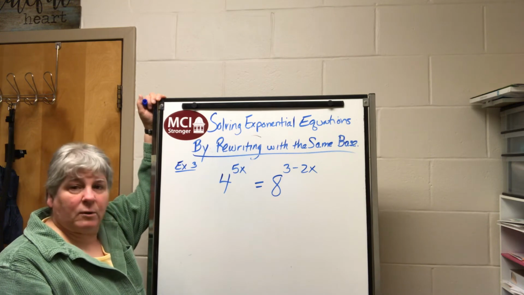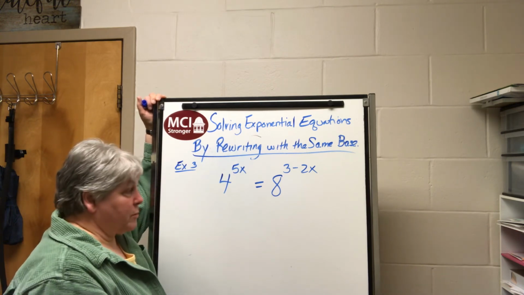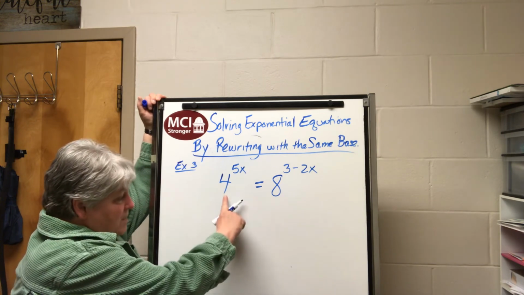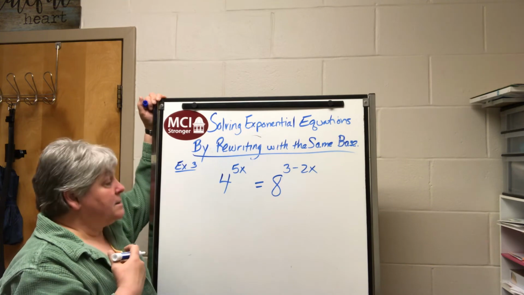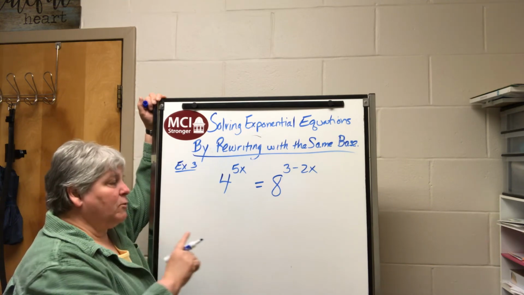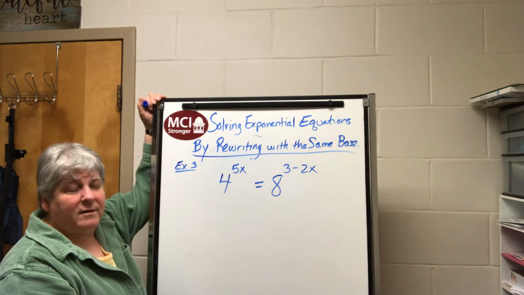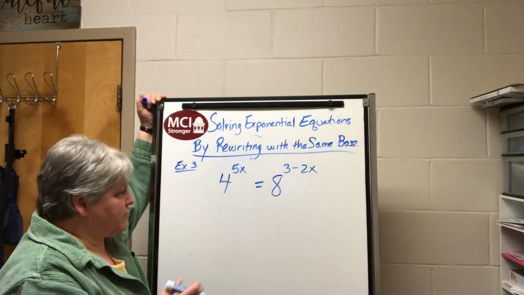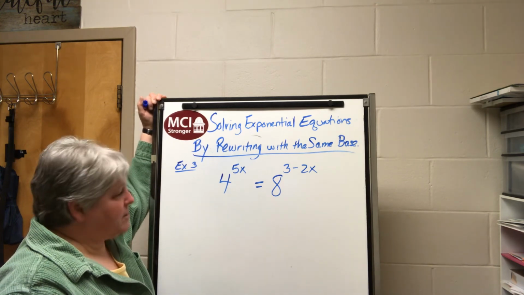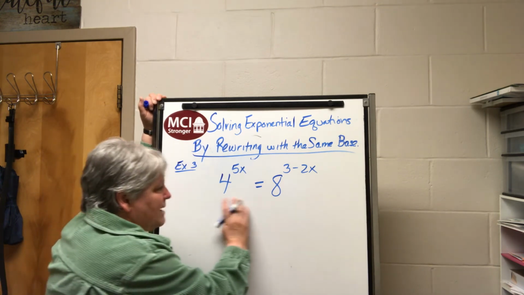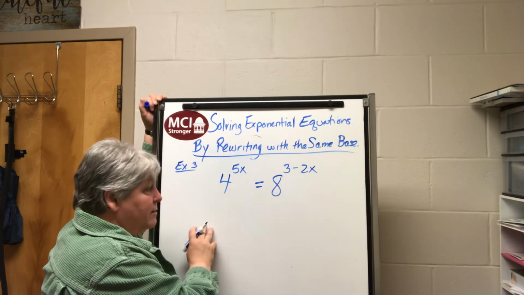Okay, that'll work. Now this is a little bit different than the last one we did, because just like in the last one we did, these were not matching. We're going to have to get them to match. But I don't think I know of a way to write 8 as 4 to a power. There is a power out there that 4 raised to that power would land on 8, but it's not a friendly integer.